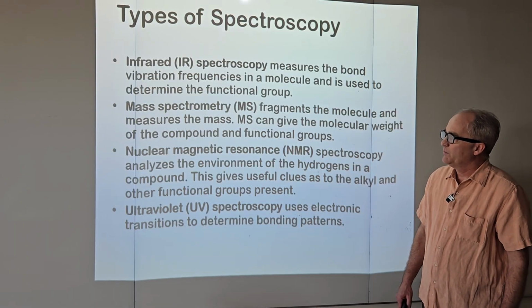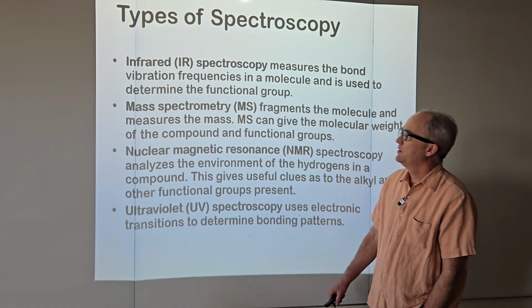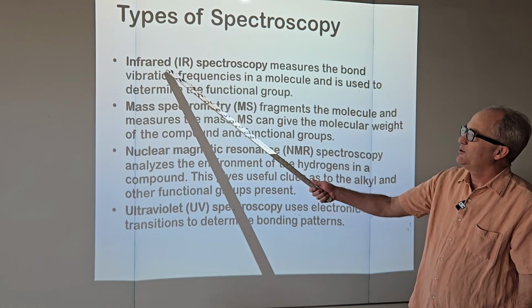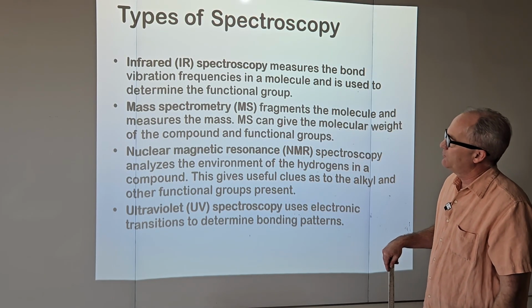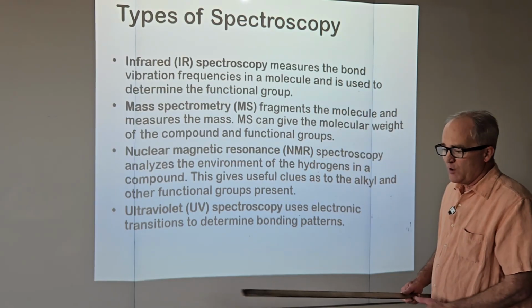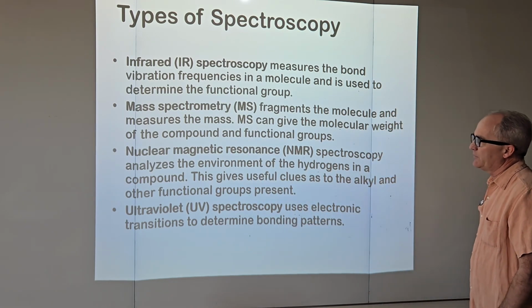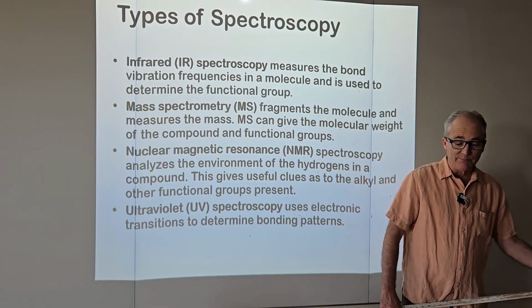So we're not going to do visible spectroscopy. We're going to do infrared. Laser pointer never shows up on the video. Infrared spectroscopy measures the bond vibration frequency in a molecule and is used to determine functional groups. Functional groups, that's what we get out of infrared spectroscopy.